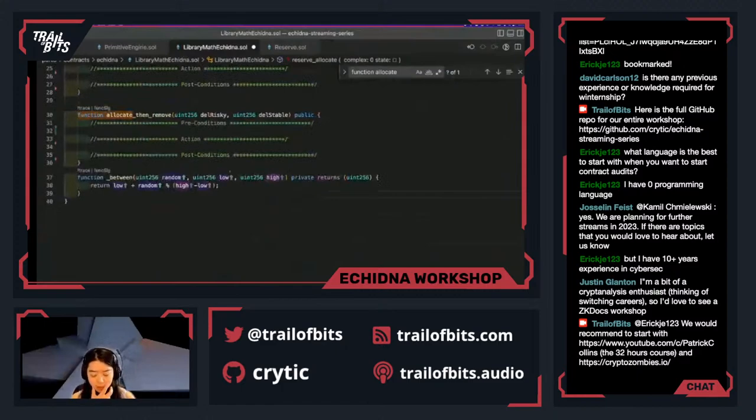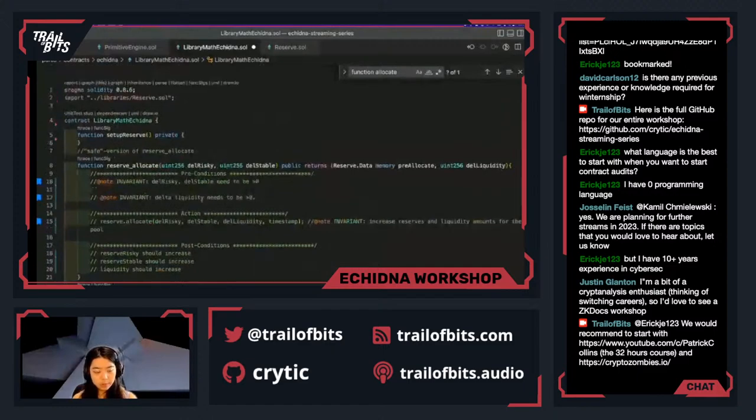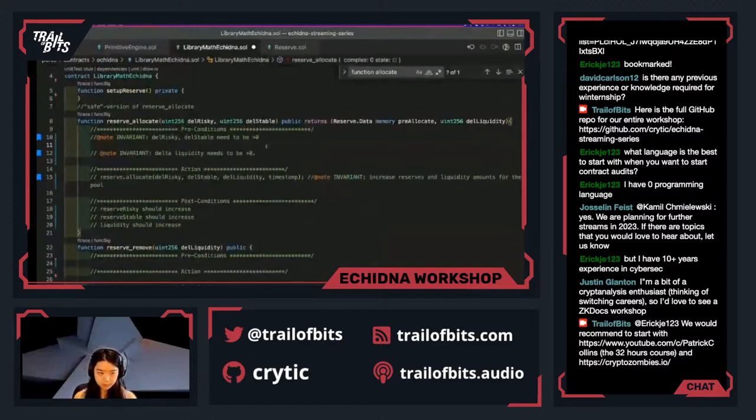One thing that came up in the Uniswap streams, and I think in ABDK math as well, was this between function, which can essentially take a random number and bound it between an input size, a lower bound and an upper bound, which we're just going to use to make sure that the risky and the stable are greater than zero. That being said, you could do something like del risky is greater than zero. It just means that Echidna would revert essentially every time it found this case.